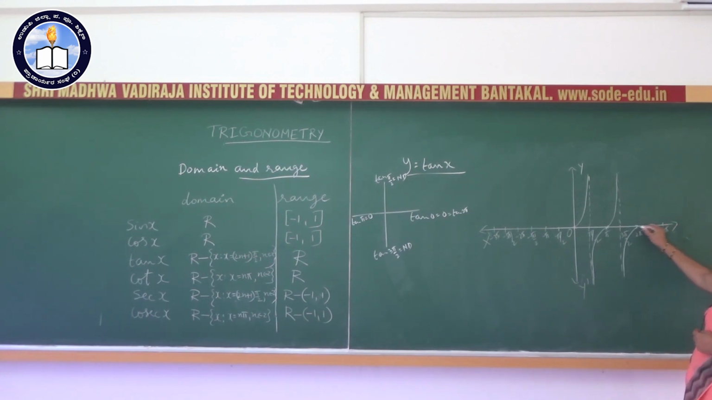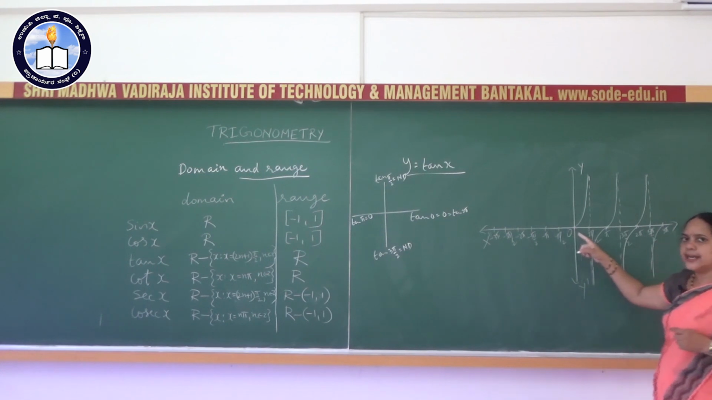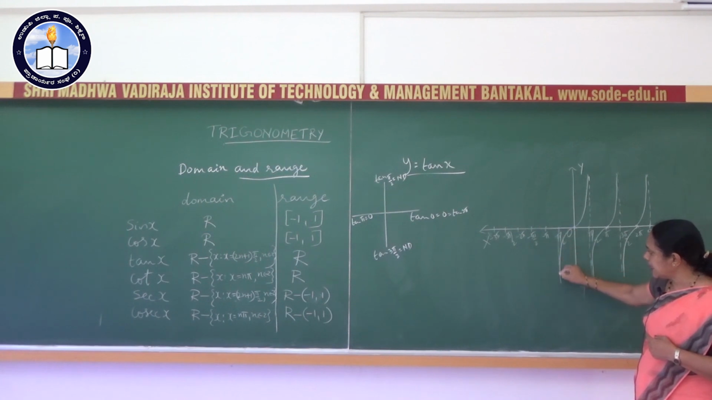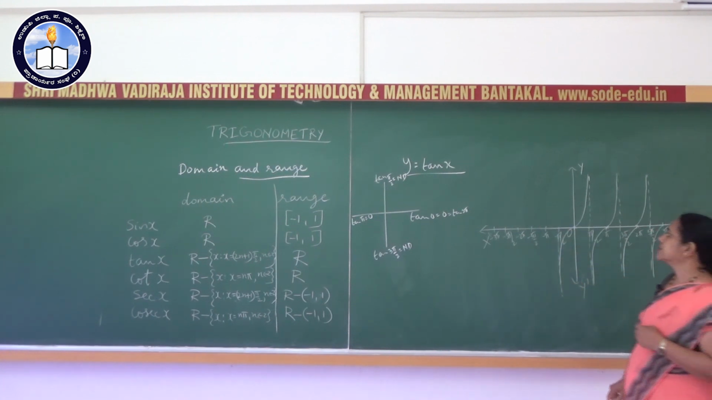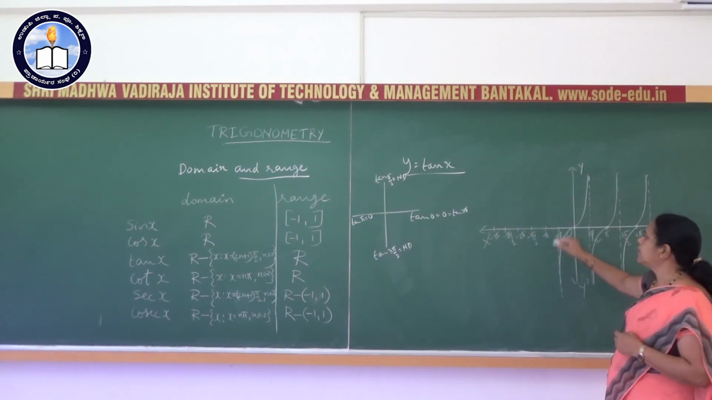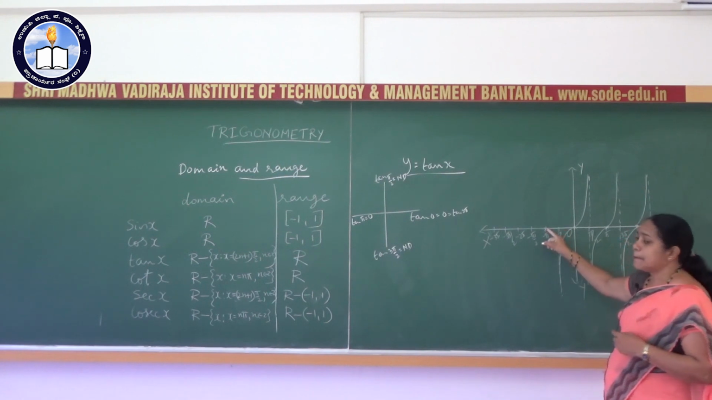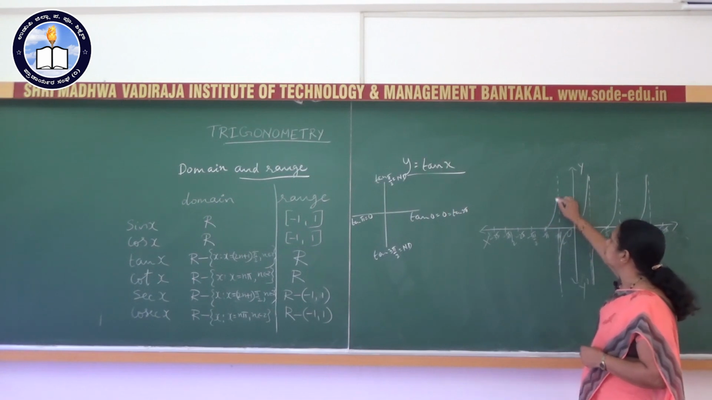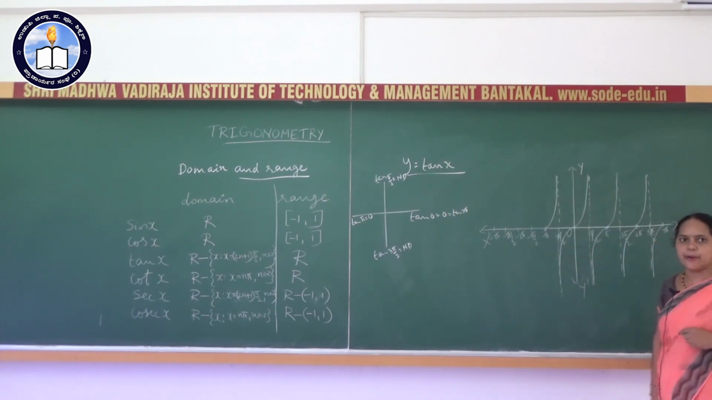In the first quadrant, tan x is positive, so the graph lies completely above the x-axis. Here, in the second quadrant, tan x is negative. This is the fourth quadrant. In the fourth quadrant, tan x is negative, so the graph lies completely below the x-axis. This is the third quadrant. In the third quadrant, tan is positive, and tan minus pi is equal to 0. In the third quadrant, tan x is positive, so the graph lies completely above the x-axis.